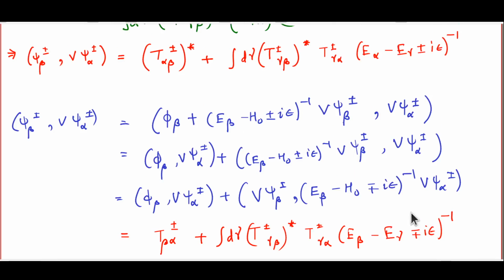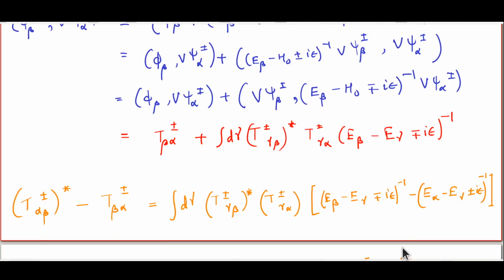So note that these two expressions here should of course be the same thing, because they are the same quantity, namely this quantity evaluated in two different ways. Well, the expressions here are very similar, but in one you have T plus minus alpha beta's conjugate, in the other you have T plus minus beta alpha. And the integrals that come in here are also very similar, but in one you have E alpha minus E gamma plus minus I epsilon inverse, in the second you have E beta minus E gamma minus plus I epsilon inverse.